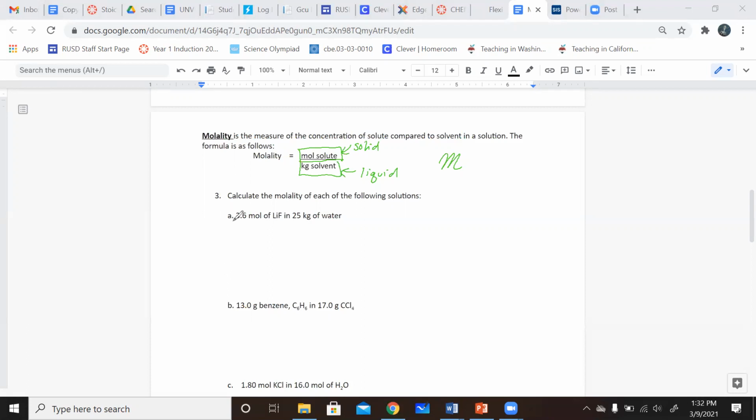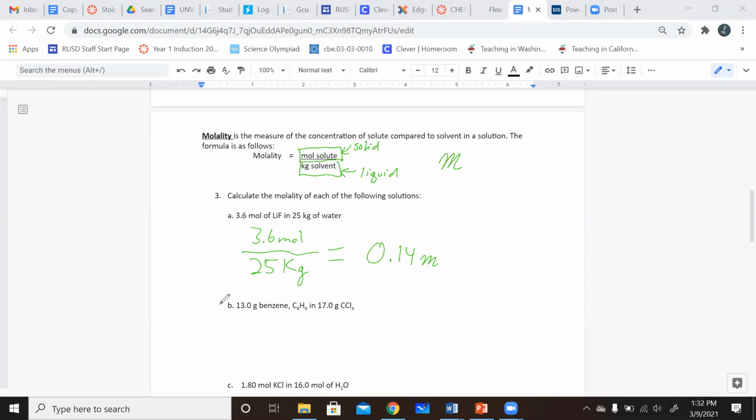So for number 3, letter A, that should be pretty simple because again, everything's given to you in the correct unit. You don't need to do any conversions beforehand. So this one is quite literally 3.6 moles divided by 25 kilograms of your water. And once you solve that out, that's going to be 0.14 molal.